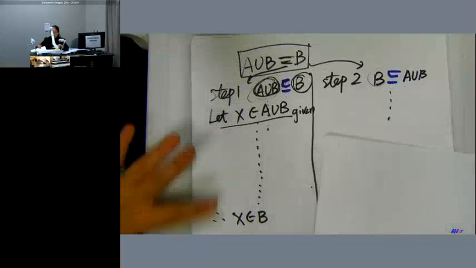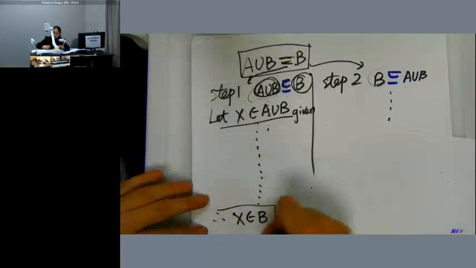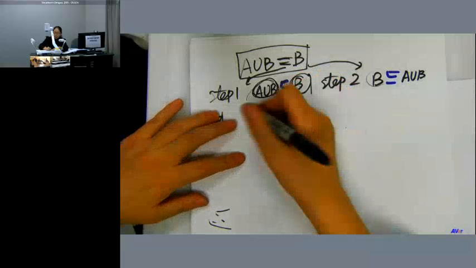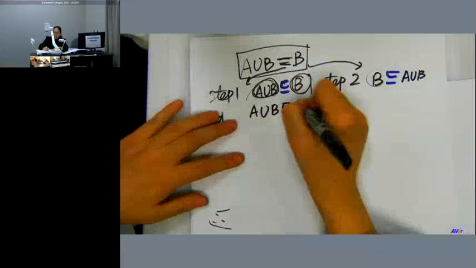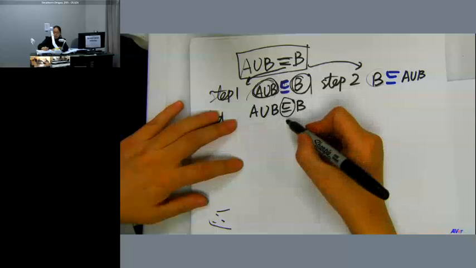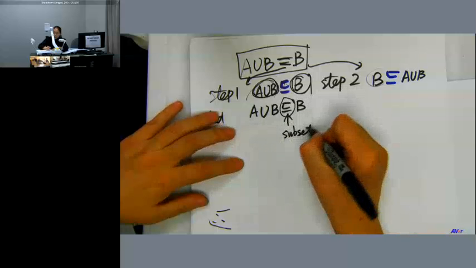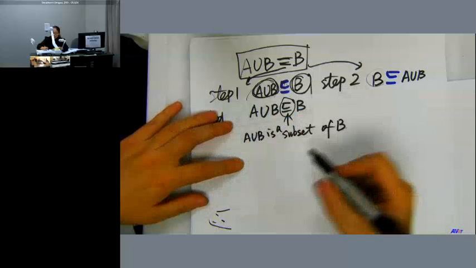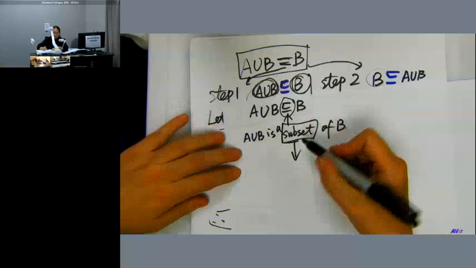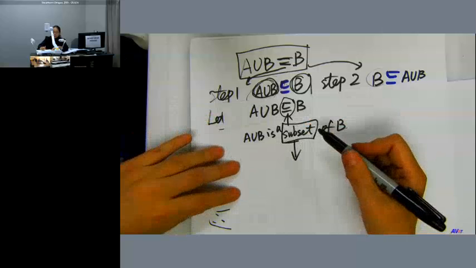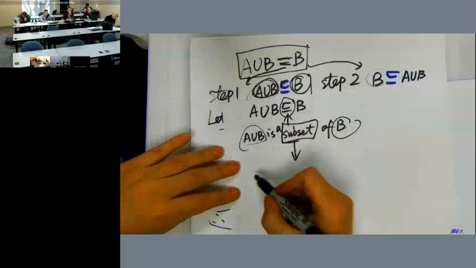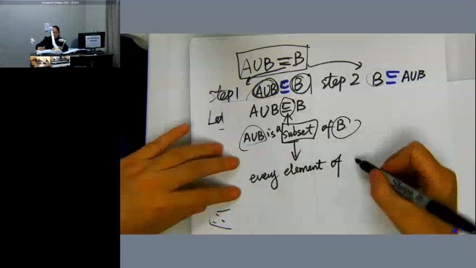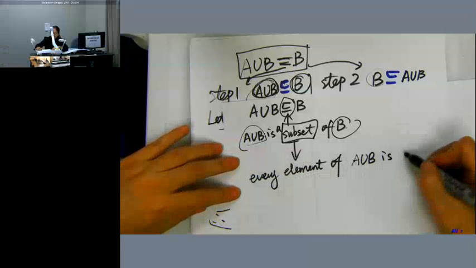If you don't know what to start with and what you should end up with, the first thing you want to do is change this to an English sentence. If you have trouble understanding this, what does this symbol mean? Subset, right? It's like saying A union B is a subset of B. Next, you change the subset to the definition. What do you mean a set is a subset of the other? Every element of A union B is an element of B.